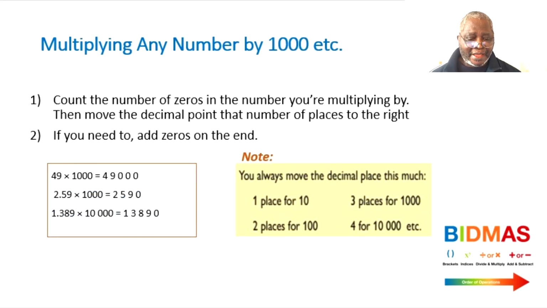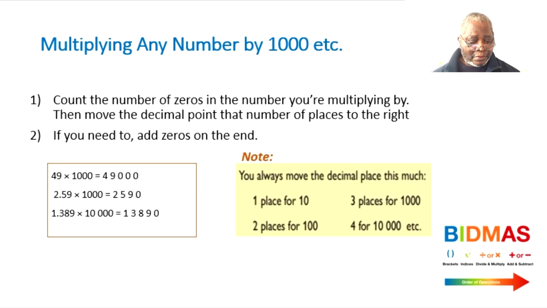Okay, multiplying any number by 1,000. Here, bear in mind that you must count the number of zeros in the number you're multiplying by. Then move the decimal points that number of places to the right. So if there are 3 zeros, you move the decimal point 3 places. If there are 4 zeros, as in 10,000, move the decimal point 4 places, and so on. If you need to, add zeros to the end. We'll see what that means in a minute.